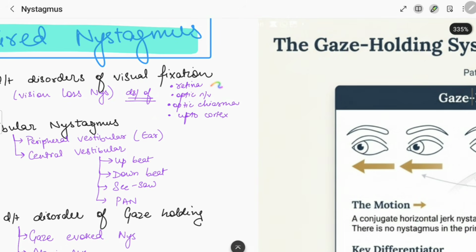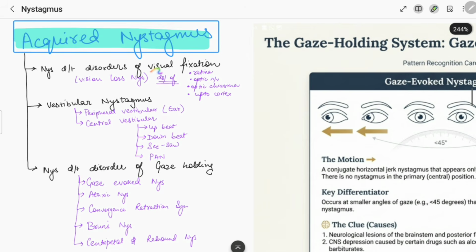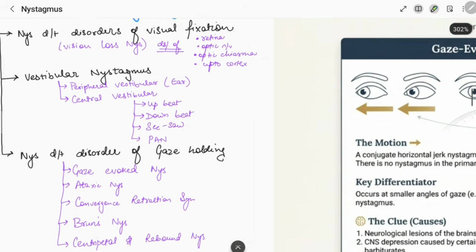So, firstly, coming to disorders of visual fixation, any vision loss nystagmus can occur due to disease of the retina or the optic nerve, optic chiasma, or any structure up to the visual cortex. It can result in vision loss nystagmus.